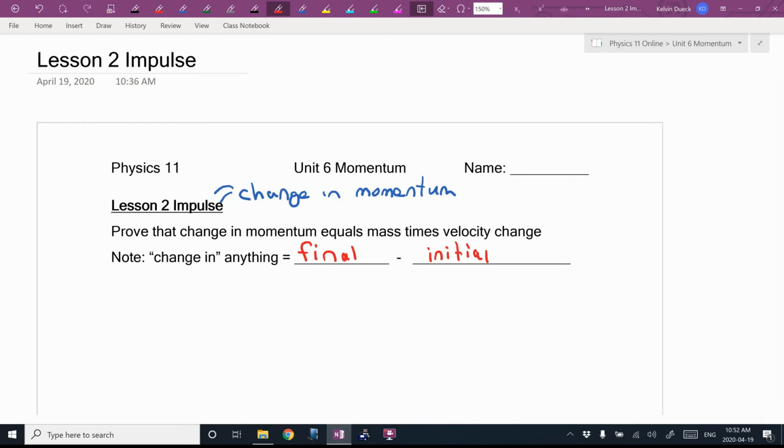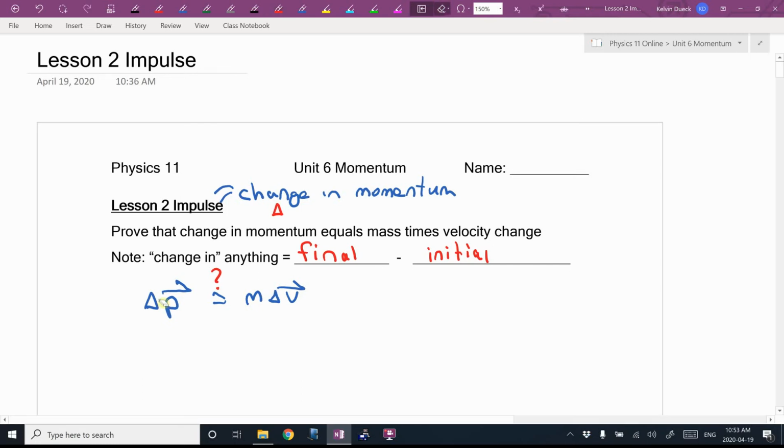Change in anything is final minus initial. And remember, the symbol for change in is a delta. And I want to prove that the change in momentum equals mass times the change in velocity. So I'm going to put a question mark above the equal sign. I haven't proved it yet. Are they equal? Let's see if we can figure this out.